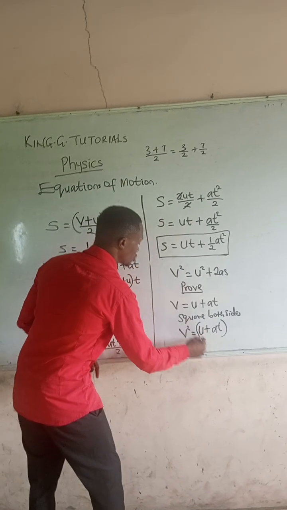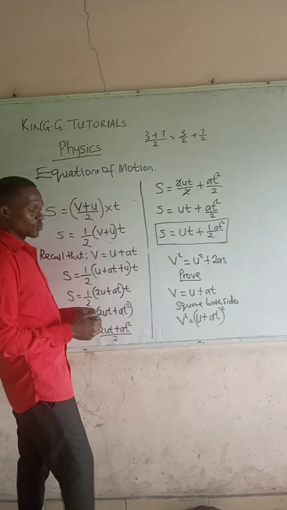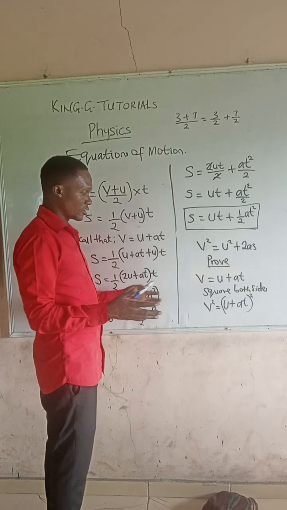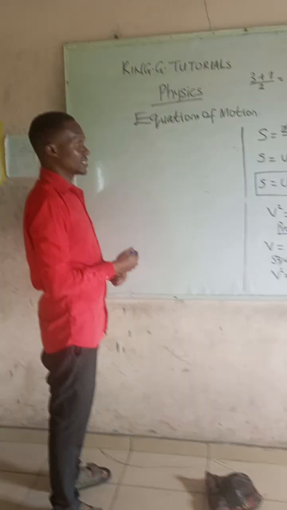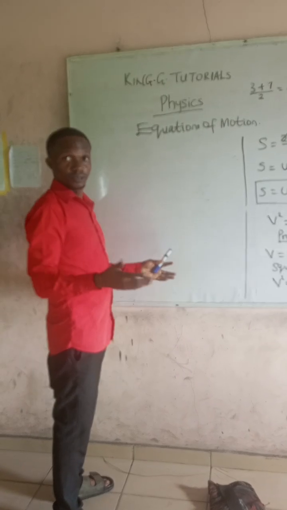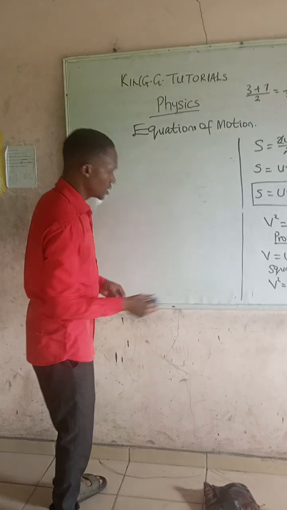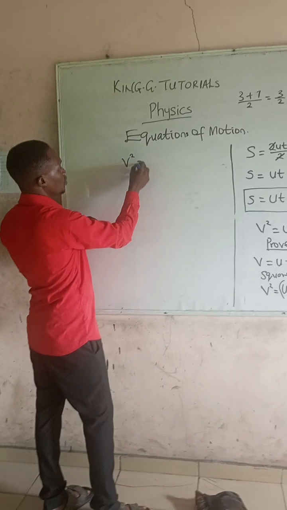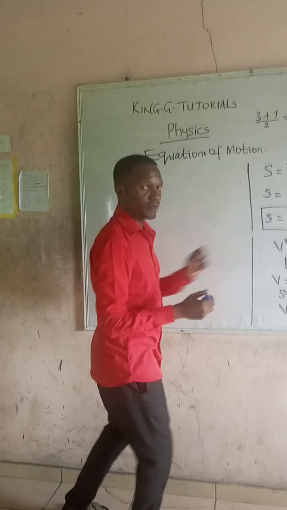I take my square. Okay, I've squared both sides. Then what would be the product? What would we get as the answer? We'll continue. Here, v squared will be equal to, how do you solve this?